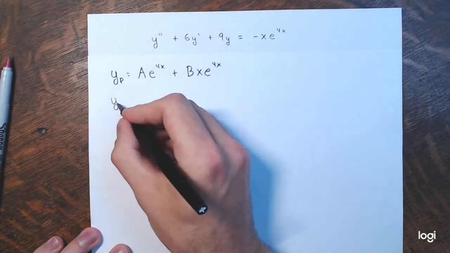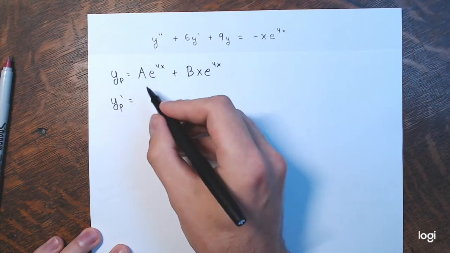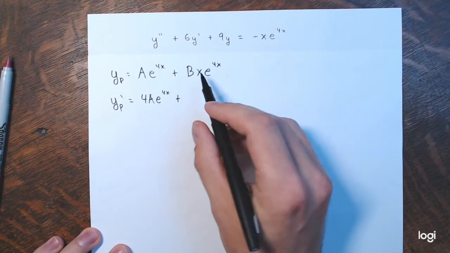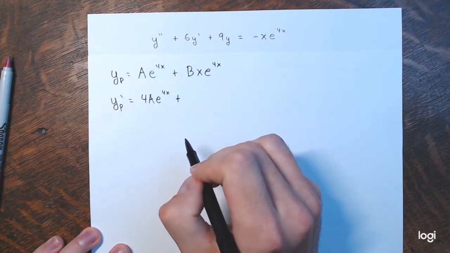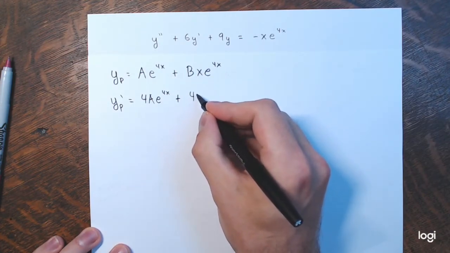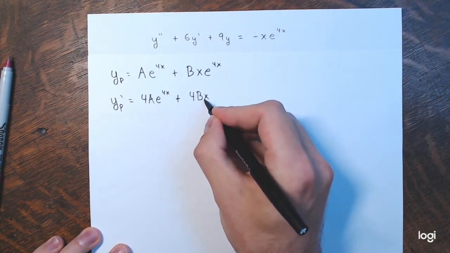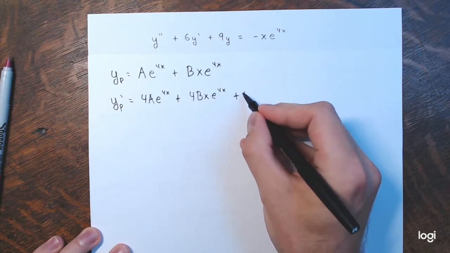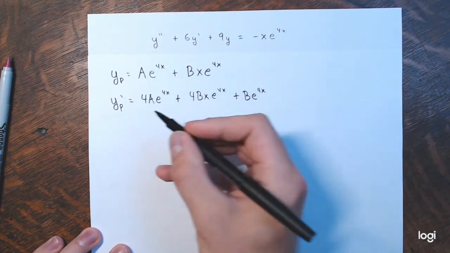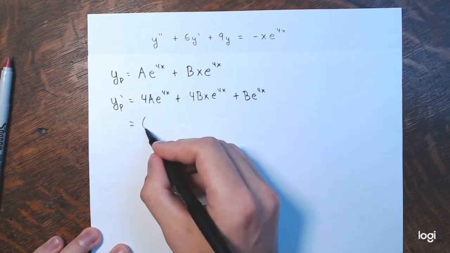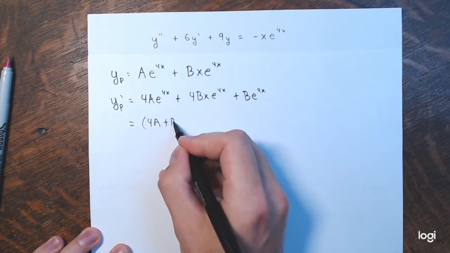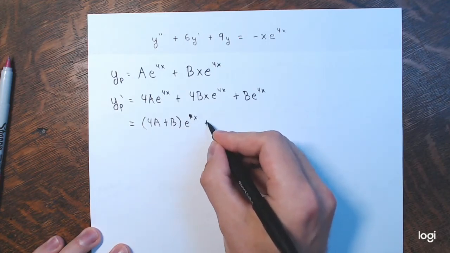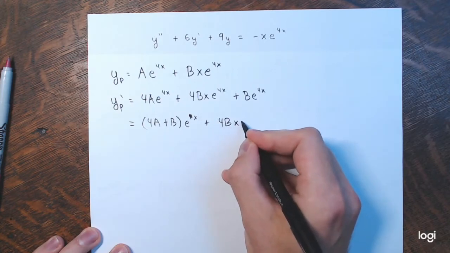And then y_p prime would be 4a e to the 4x plus, I've got some product rule here, 4b x e to the 4x, and then plus b times e to the 4x, and you can combine some like terms here. So we have the quantity 4a plus b times e to the 4x, plus 4b x e to the 4x.